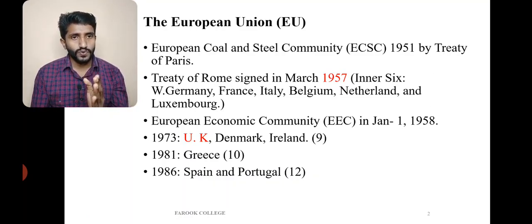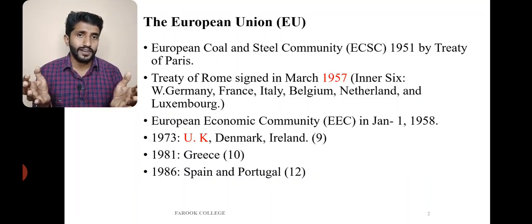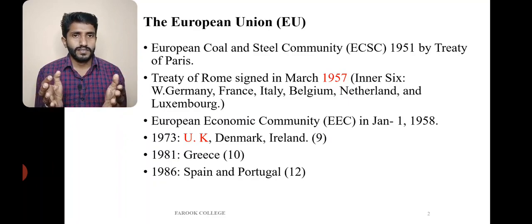Firstly there was the European Coal and Steel Community, ECSC, but later on in 57 they signed an agreement, and through that one organization has come up, that is EEC, the European Economic Community, which is a little bit larger in terms of economic and other policies. And it was operationalized on 1958 January 1st.